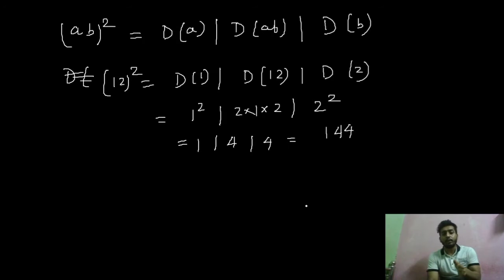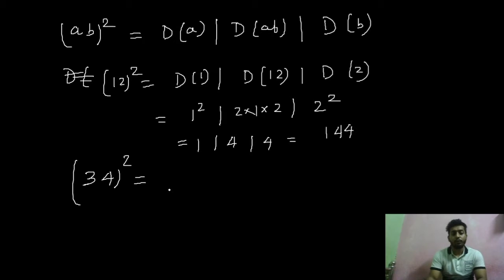And by the duplex method it is also 144. It is a very easy way to find the square of a number. Suppose, for example, again, we need to find the square of 34. How do we find it? We can do it very quickly if you practice many times.